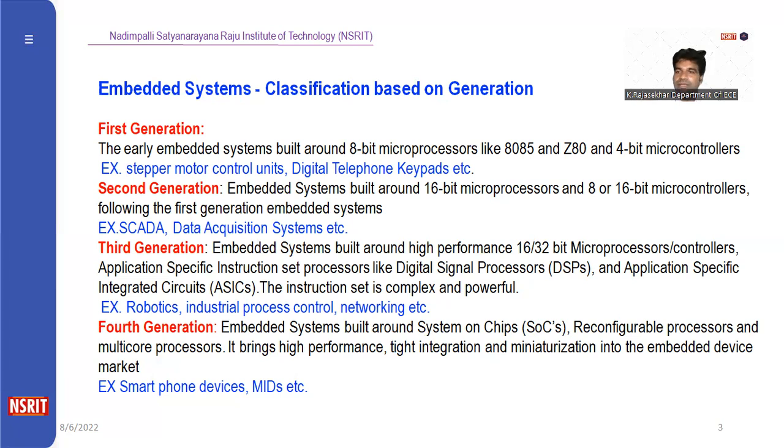So coming to the third generation. First generation: 8-bit microprocessors, 4-bit microcontrollers. Second generation: 16-bit microprocessors and 8-bit microcontrollers. Coming to the third generation, we go with high performance 32-bit microprocessors or 16-bit microcontrollers or application specific instruction set processors like digital signal processors and ASICs. So these are the third generation.